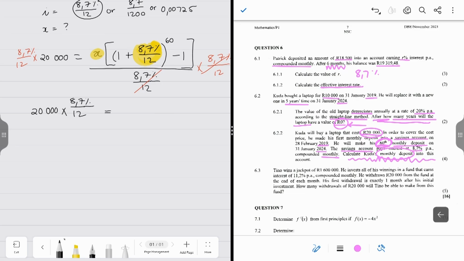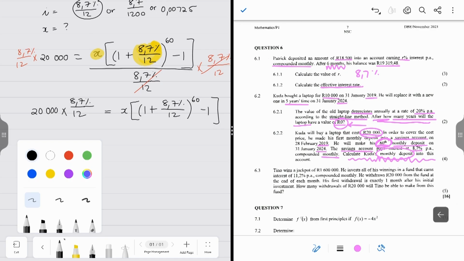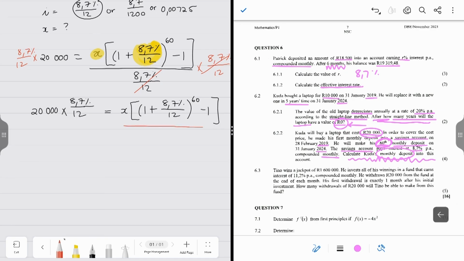All right, and now we still have X over there, and we have this block bracket, and we need to get rid of the block bracket. So what are we going to do to get rid of the block bracket? We are going to divide both sides by the block bracket. So I'm going to divide the right-hand side by my block bracket, 8.7% over 12 raised to the 60 minus 1. Okay, close my bracket. And I'm going to do the same on my left-hand side.